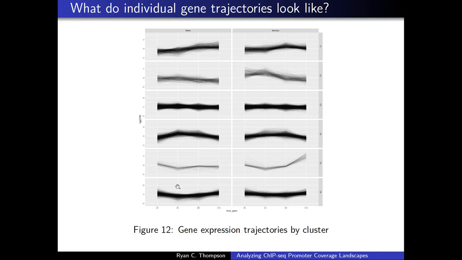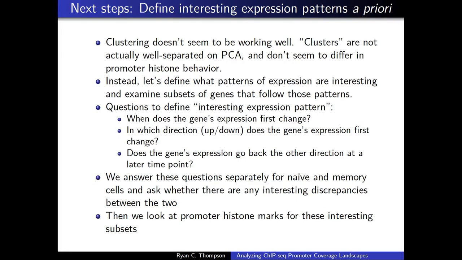And it's kind of the same story for all of them, that these clusters aren't really that cohesive and well separated. And that kind of matches with what we see in the PCA plot before. So the overall conclusion is that I don't really think the clustering approach is working very well for me for this data. The clusters aren't actually well separated on the PCA. They're just kind of different lobes of the same blob on the PCA. And I don't see any difference between them in terms of promoter histone behavior.